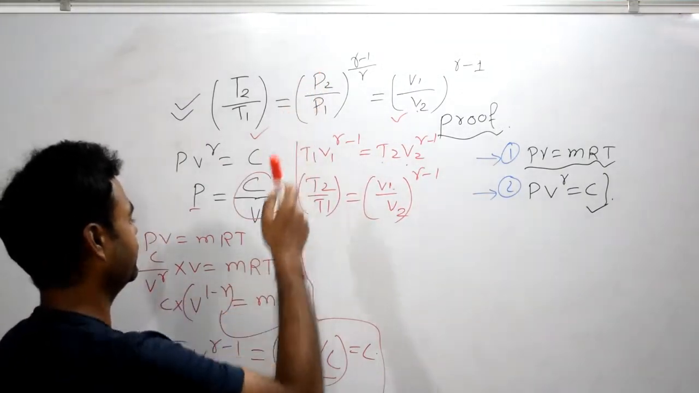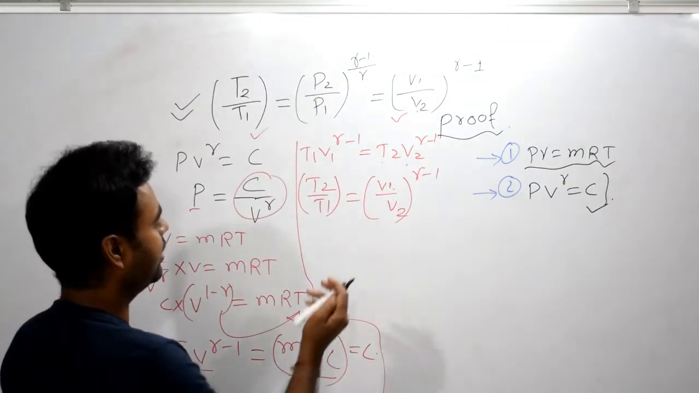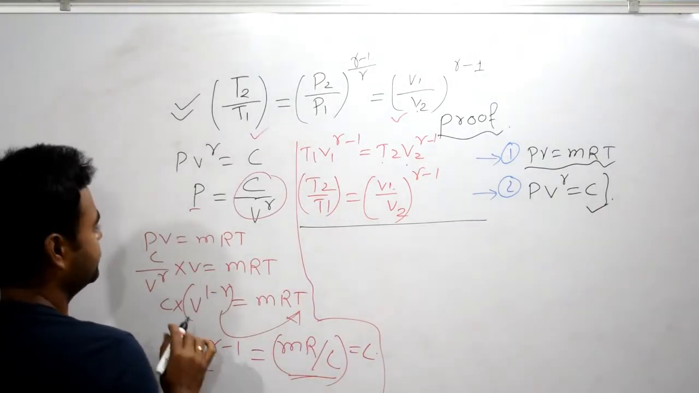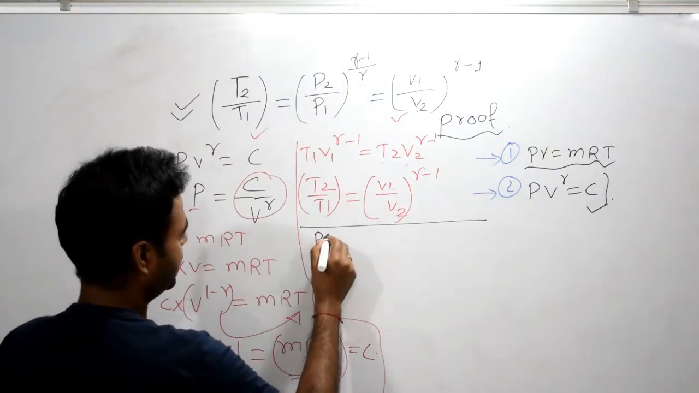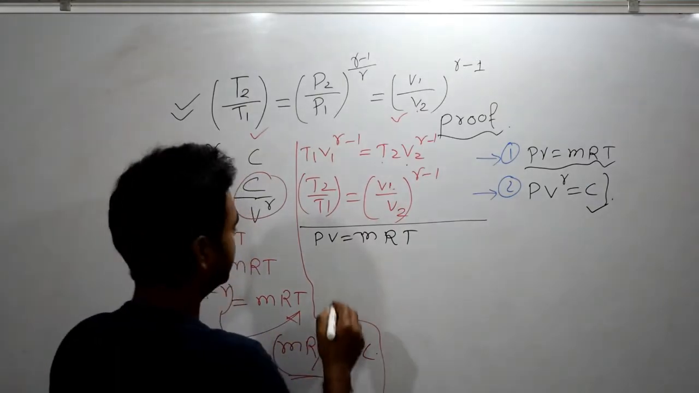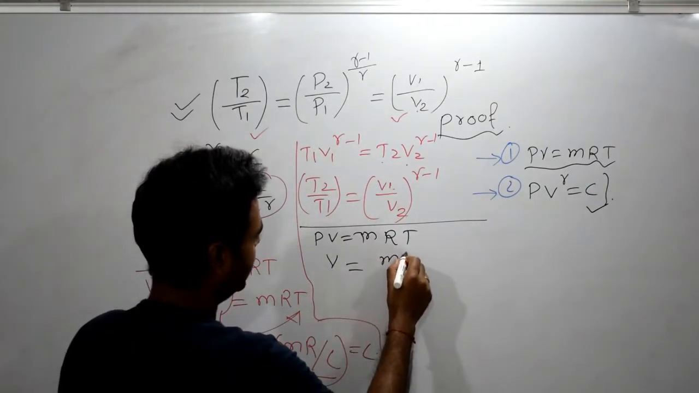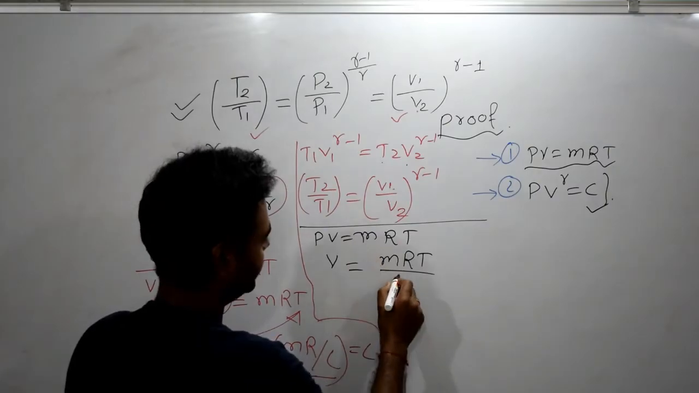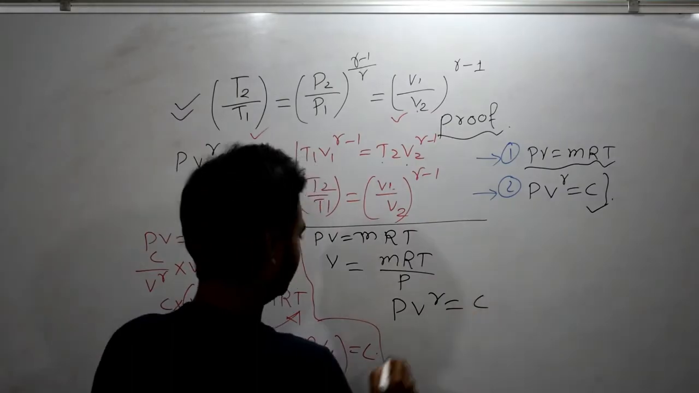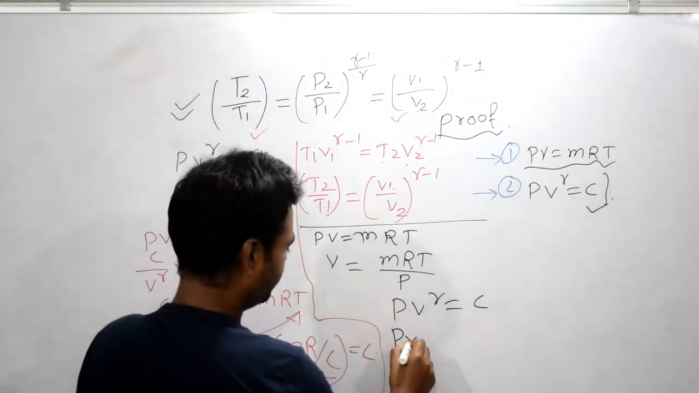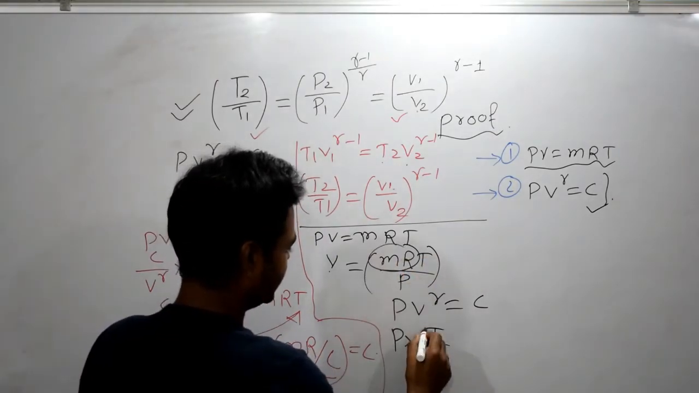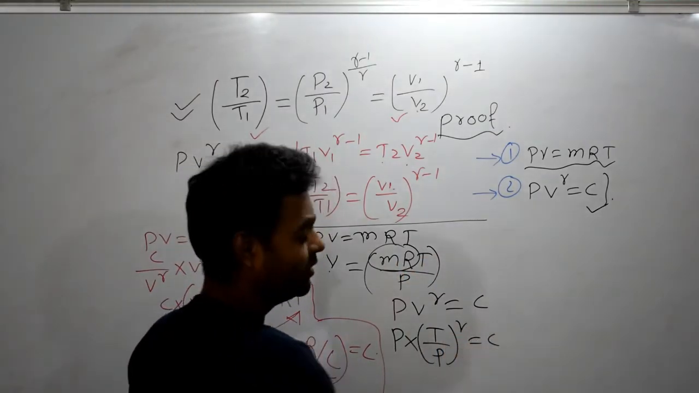We have to prove another one. For this we have to use another way. Let me tell you how we can do this. We know PV = mRT. Now V is equal to mRT / P. Again we know PV^gamma = constant. Now in place of V we can write T / P, because the other term is constant, so (T / P)^gamma multiplied by P is constant.